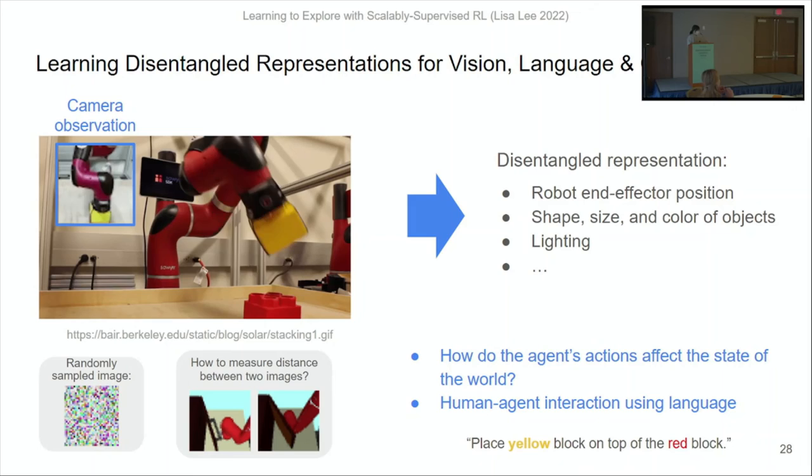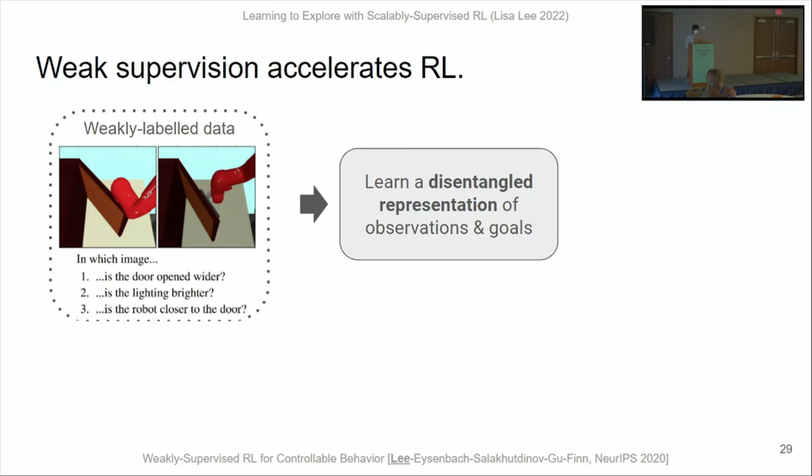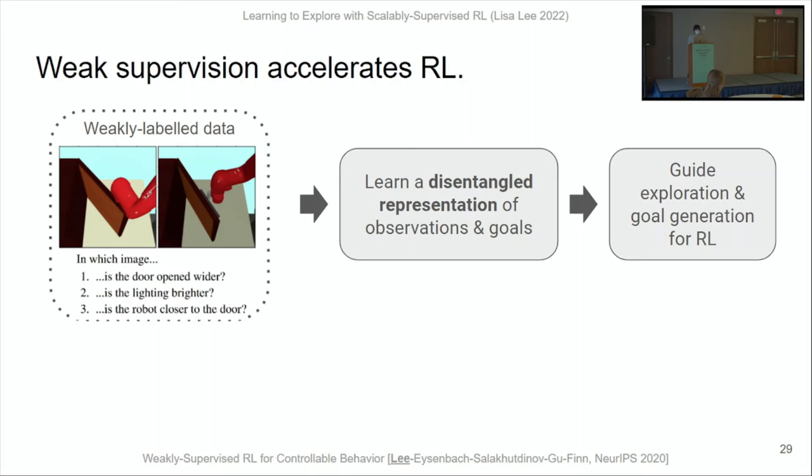So in our work, we proposed using weak supervision as a scalable way to introduce structure into goal-conditioned RL. The main idea of our work is to use weak supervision to learn a disentangled representation, which is then used to guide exploration and goal generation for RL. The motivation for using weak supervision is that it's easy and intuitive for humans to specify, and it can be scalably collected from non-expert humans through crowdsourcing. This is often much cheaper than obtaining hand-designed effective reward functions.